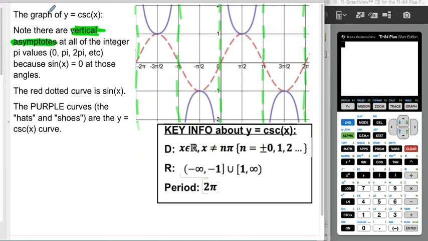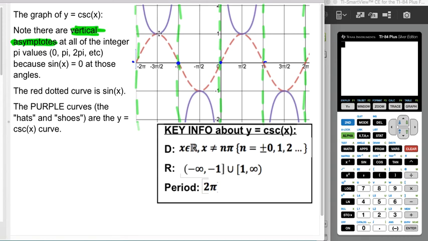So here's the graph of cosecant x, okay? So you'll see that this dotted red line is the sine curve. And what you'll see is that there are vertical asymptotes anywhere sine would be 0, which is at all the pi's, right? So 0 pi, 1 pi, 2 pi, negative pi, negative 2 pi. So there are these green vertical asymptotes. And then this purple curve that you see, these pieces that look like little U's, upside down or regular U, those are the actual cosecant graph. So the cosecant graph is actually in purple.